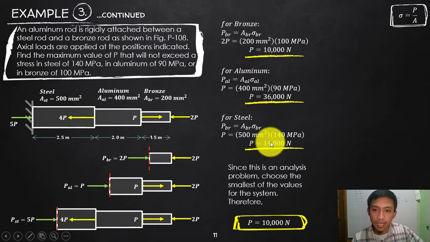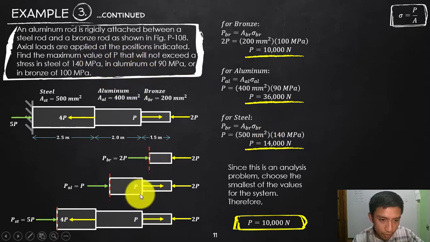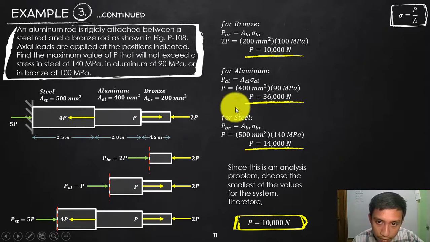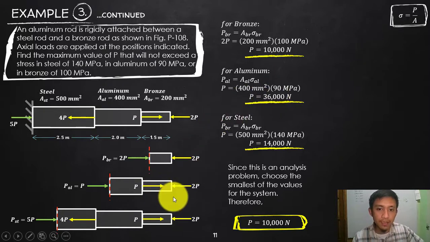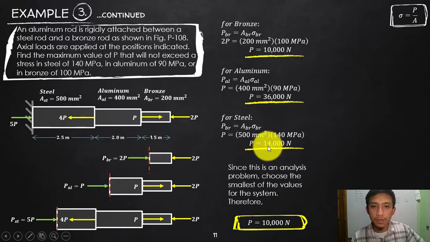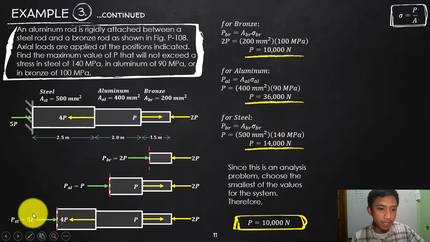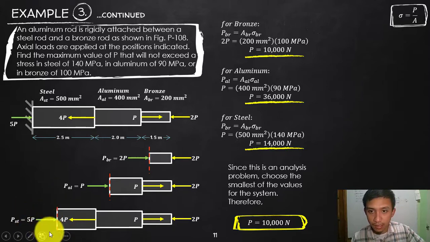But in your steel, it is different, because of course it is a different way. For steel, that is 14 times 5, since that is 5P. That is what is carried by the steel.